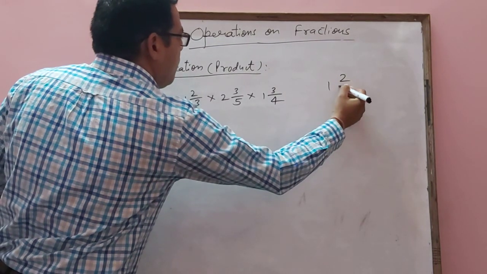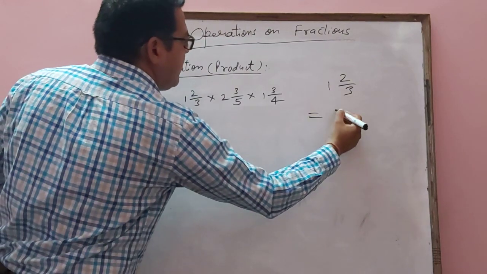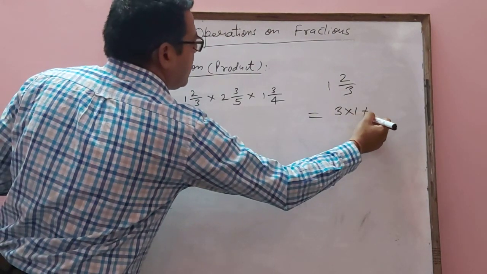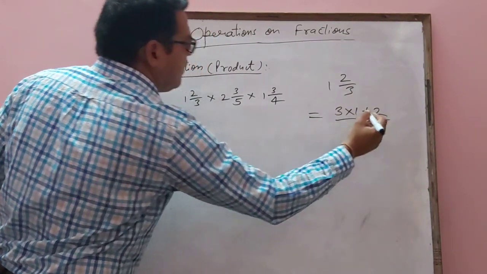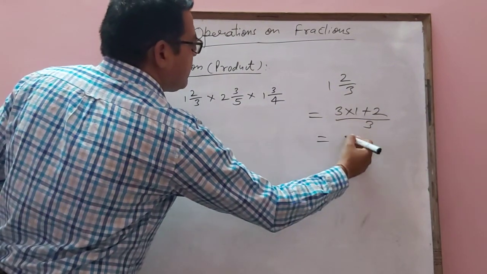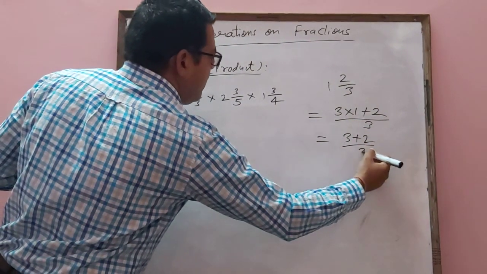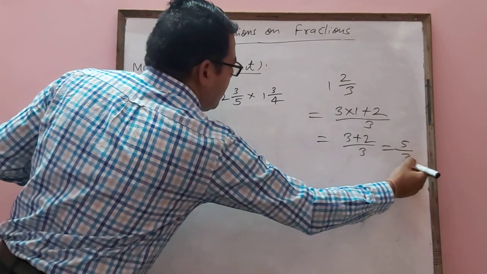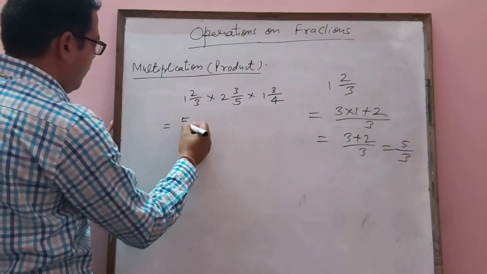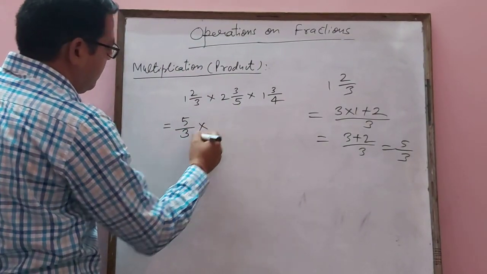First one is 1 whole 2 by 3. So what we can write? 3 into 1 plus 2 by 3. So what will come here? 3 ones are 3 plus 2 by 3 means 5 by 3 we can write it. So we can write it 5 by 3.